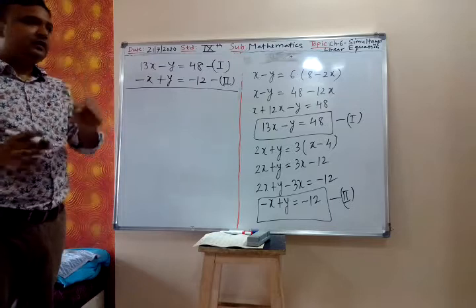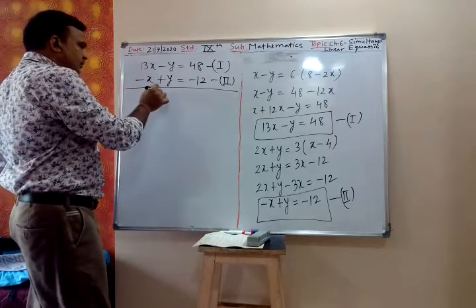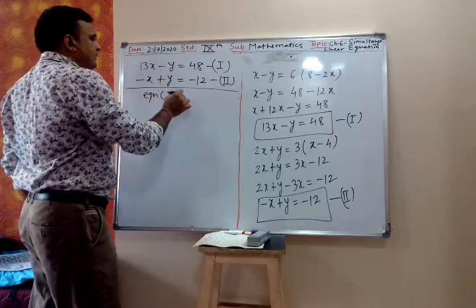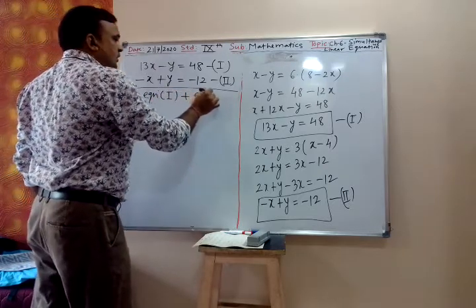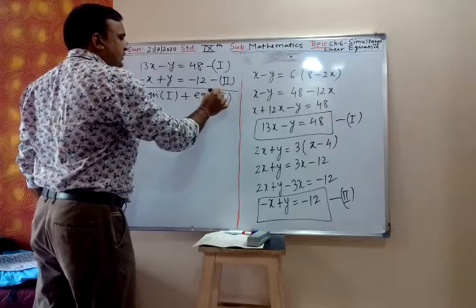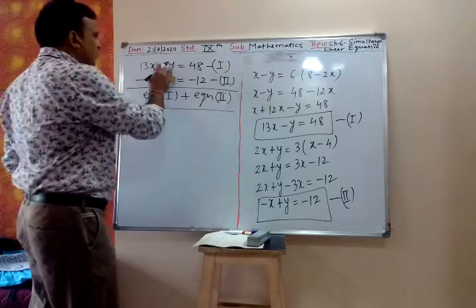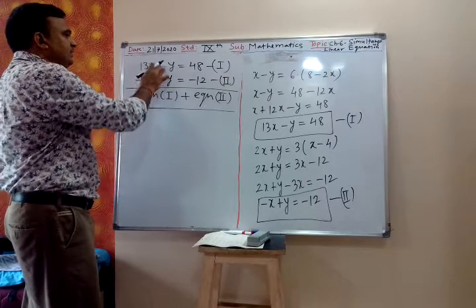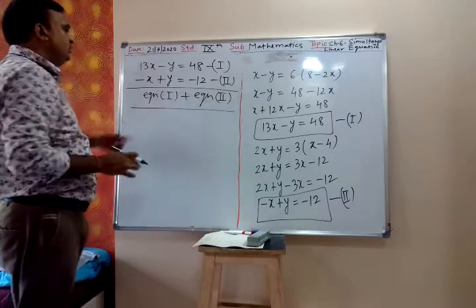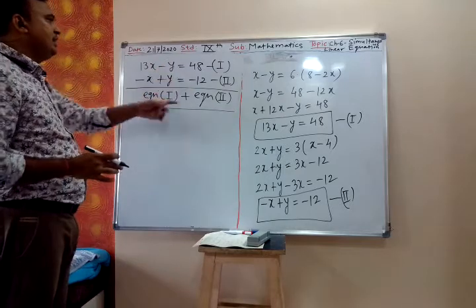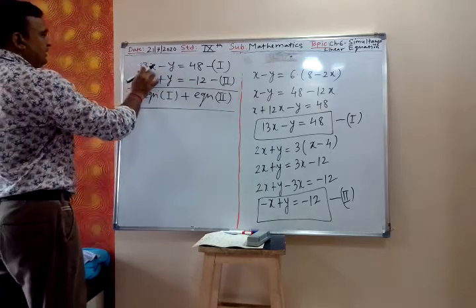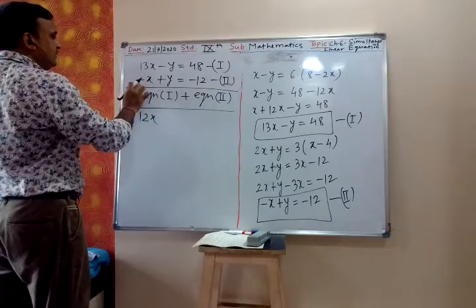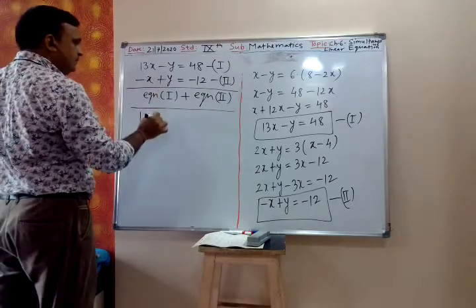We add. So we write equation 1 plus equation 2. y is having the same coefficient 1, and they have opposite sign, minus plus. So whenever they have opposite sign, we add. So equation 1 plus equation 2 we directly add. So 13x minus x is 12x. 13 minus 1, 12. Minus y plus y is 0.